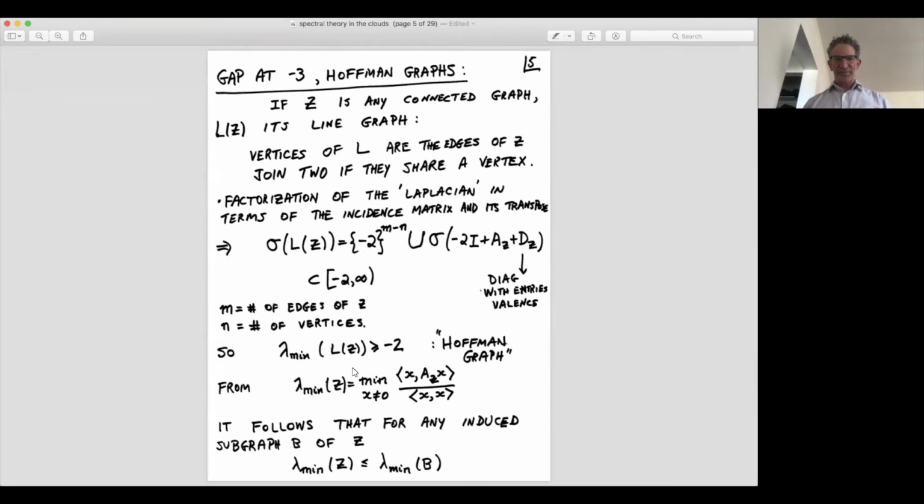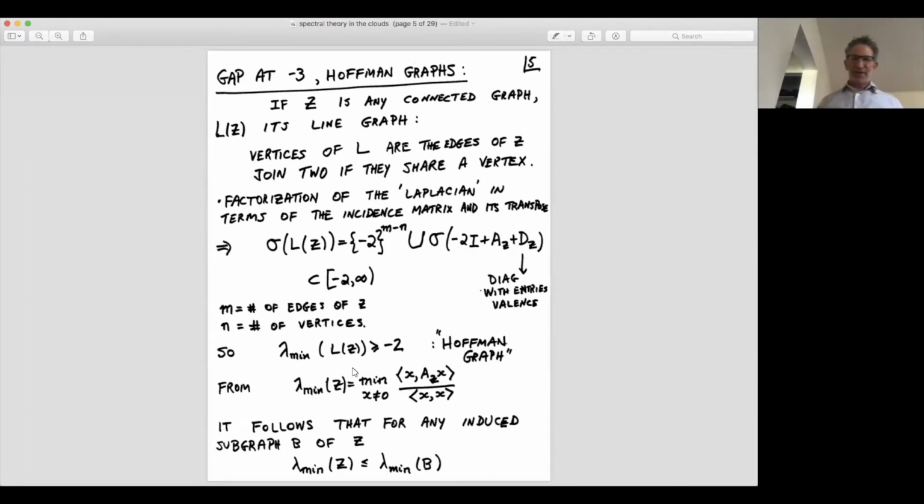And so let me discuss the one at the bottom because it's very beautiful and it seems to be not as well known as it should be. So there is a gap at the bottom and it's very well understood. If I take any graph Z, a finite graph, everything's finite, I'm always assuming it's connected, I can form its line graph. That means it's kind of its dual graph, where the vertices of the line graph are the edges of Z, and you join two of these vertices if they share a common vertex.